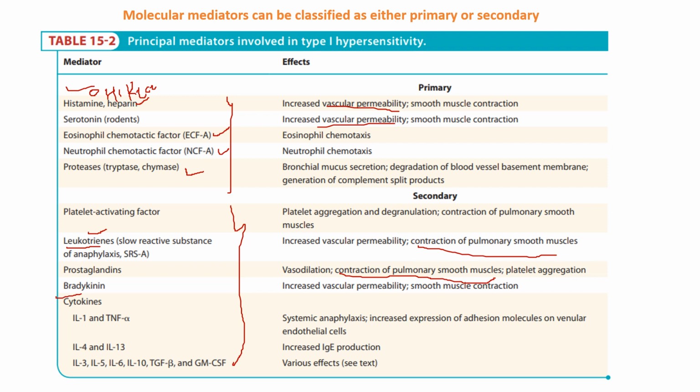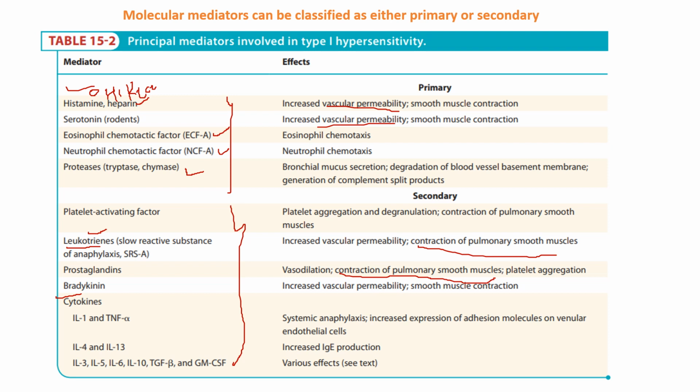Adding to the complexity of the type 1 reaction is the variety of cytokines released from mast cells and basophils. So mast cells, basophils, and eosinophils are the three major cells responsible for primary and secondary mediator production. For example, they release interleukins, including 4, 13, 1, 3, 5, 6, and 10, and also GM-CSF and TNF alpha. These are all released by mast cells, basophils, and eosinophils.